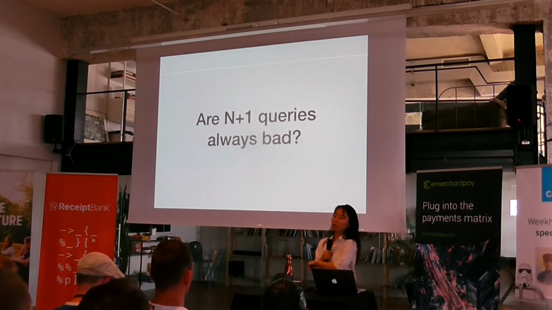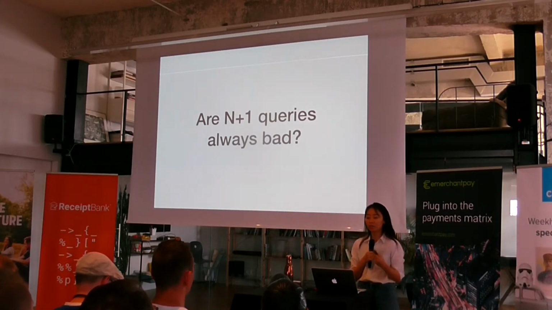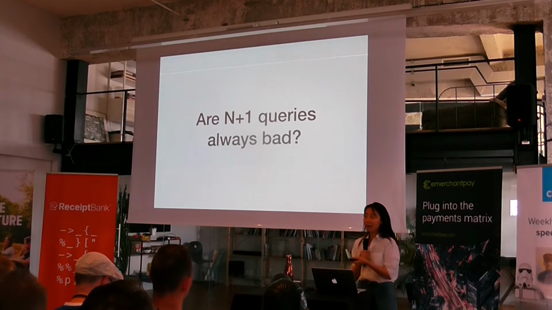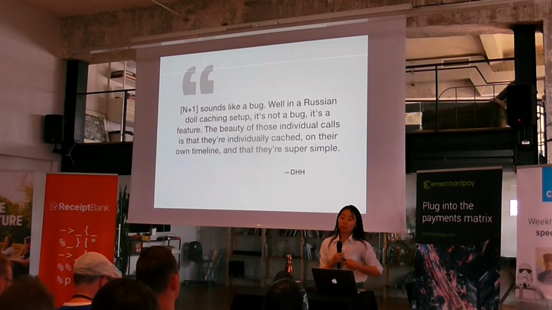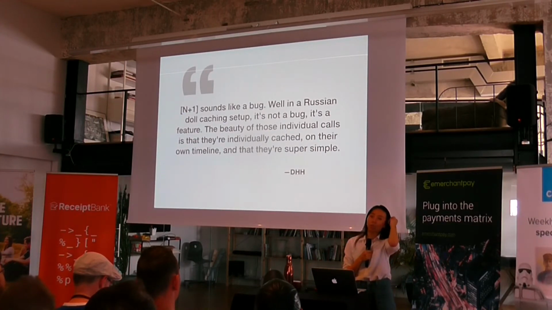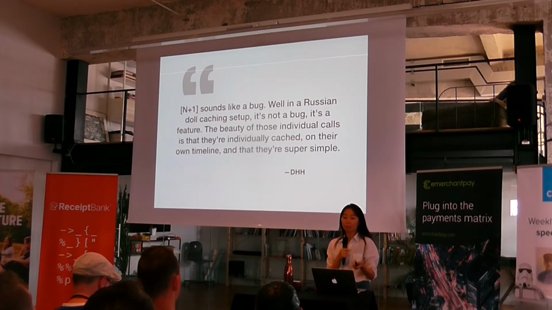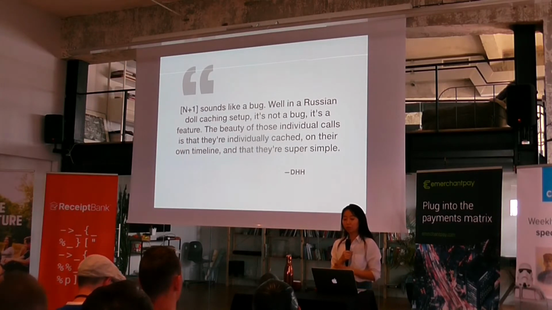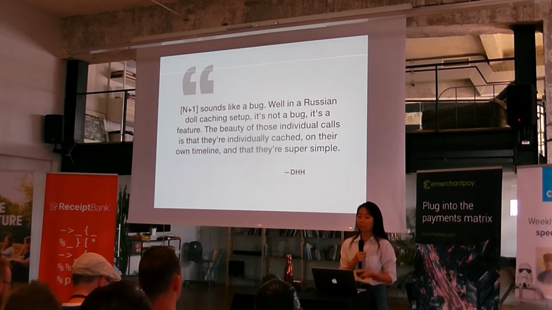And I actually want to zoom out even a little bit more and ask, well, are n+1 queries always bad? Because we kind of started this discussion on the assumption that we're trying to remove them all the time. And I was pretty surprised to find that the answer to this is also, it depends. There was an interview between DHH and Nate Berkopec, who literally wrote a book on performance in Rails applications, and DHH says about n+1 queries, they sound like a bug, but in a Russian doll caching setup, it's not a bug, it's a feature. The beauty of those individual calls is that they're individually cached on their own timeline and that they're super simple.